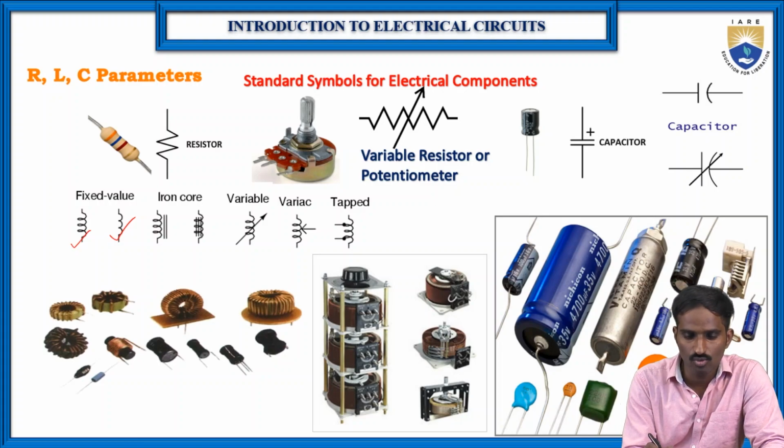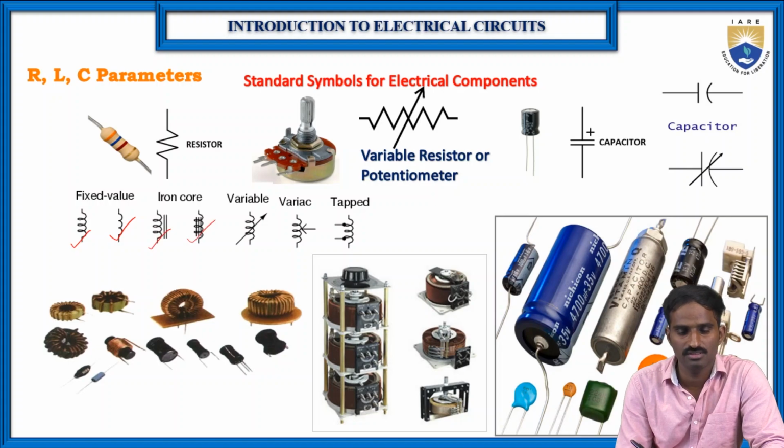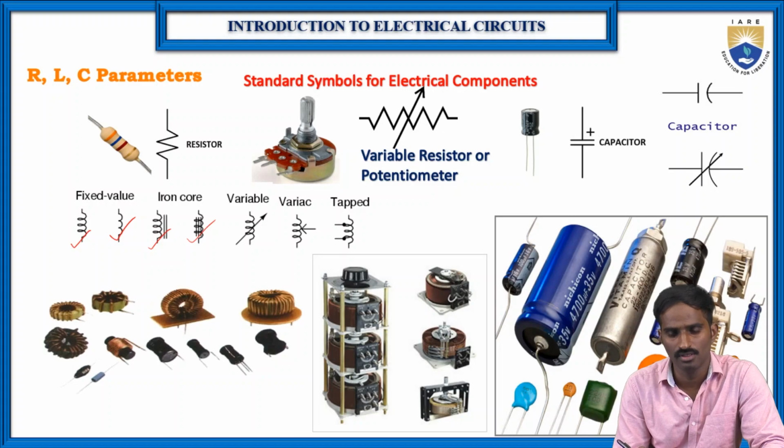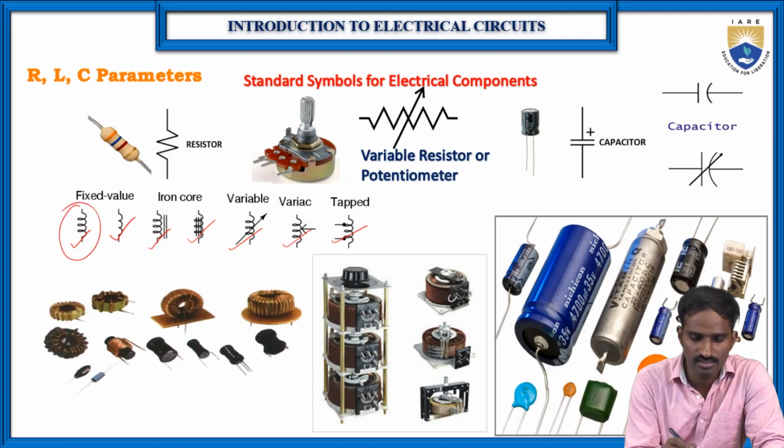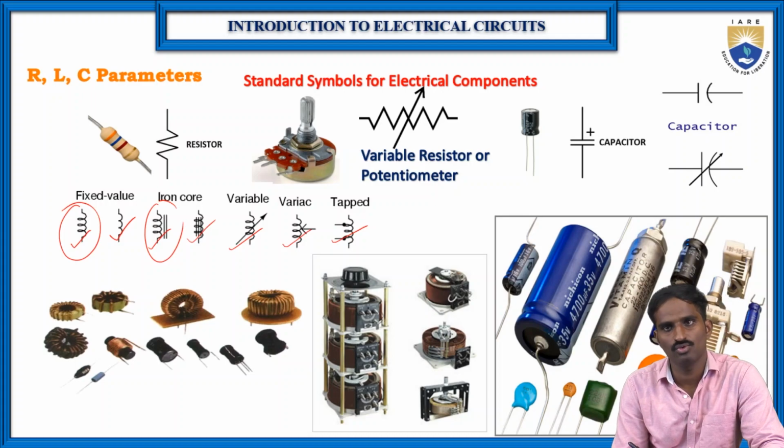And these are the iron core, which is represented like this if the symbol is drawn like this. We will discuss later what is meant by the iron core and what is meant by variable, variac, and tap. So these are the different ways to represent the inductor, but in this course we mostly use only either this representation or this representation. Only these two representations we will use in this course.